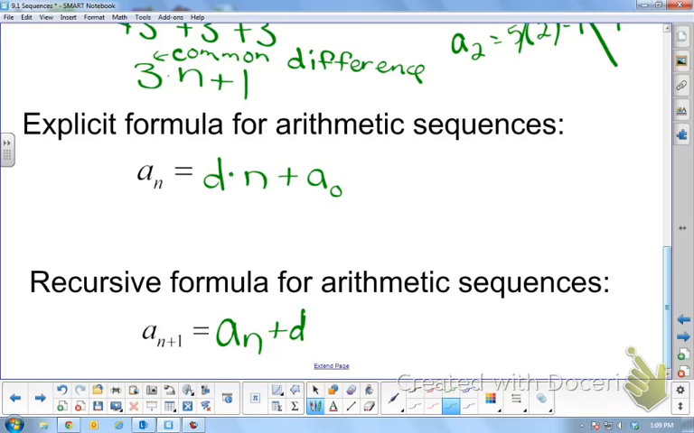Is the n in the subscript? Yes, the n is in the subscript, sorry.